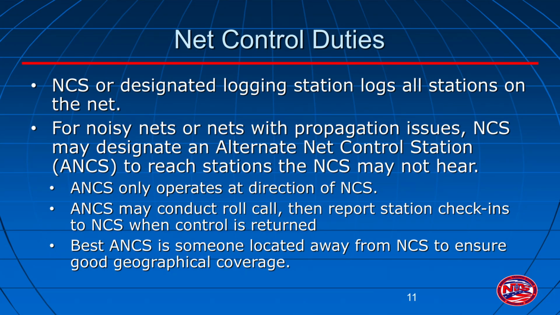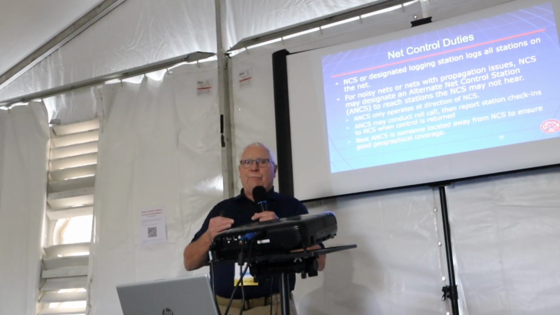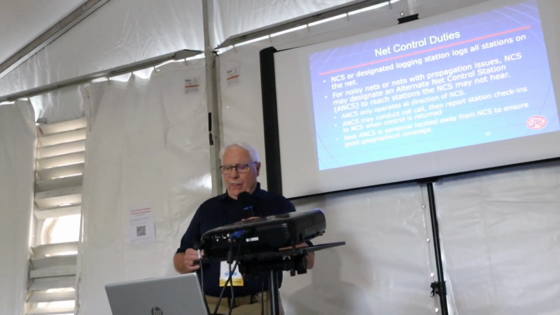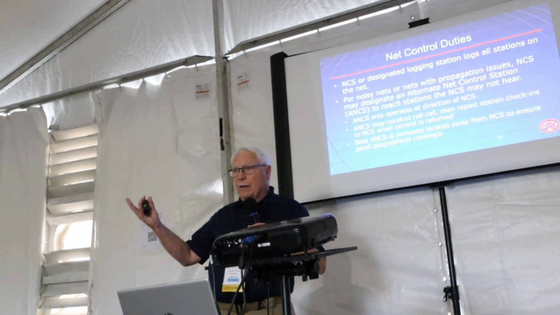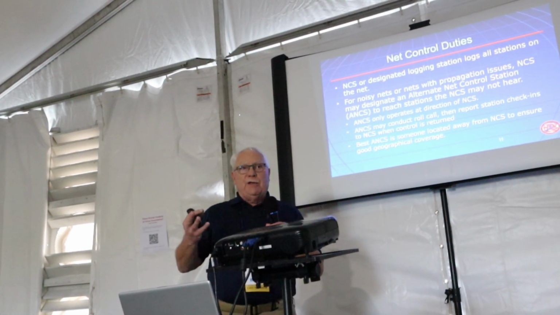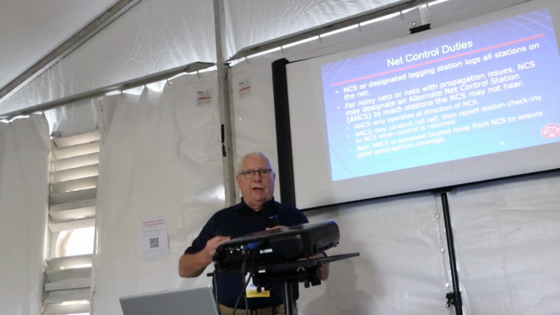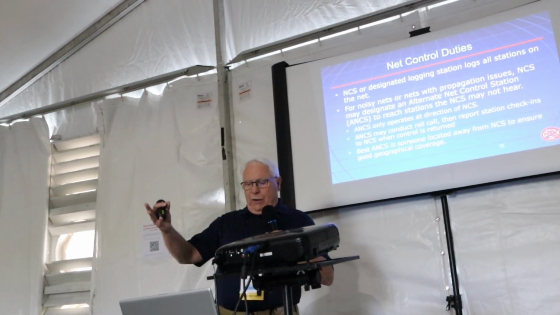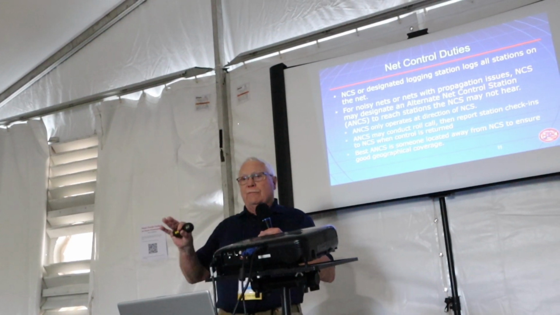The NCS or a designated logging station should keep a complete log of the net, all the stations that check in, and if there's a lot of traffic going back and forth, whether it be formal or informal, you might make notes of some of that traffic. For noisy nets or nets with propagation issues, the NCS should probably appoint an alternate net control station. Alternate only operates at the discretion of the net control.